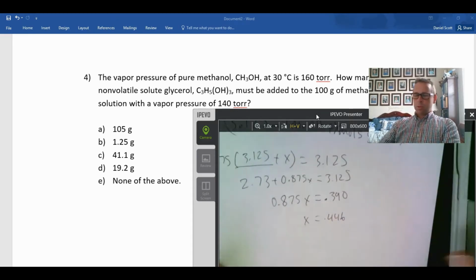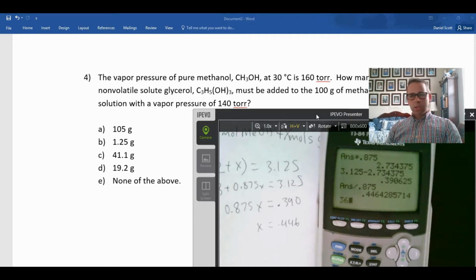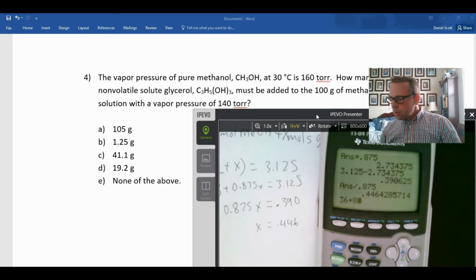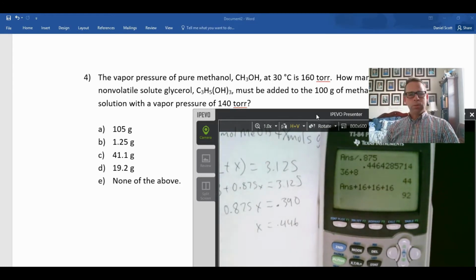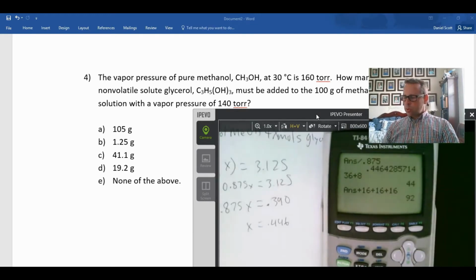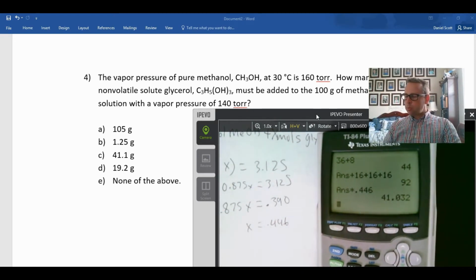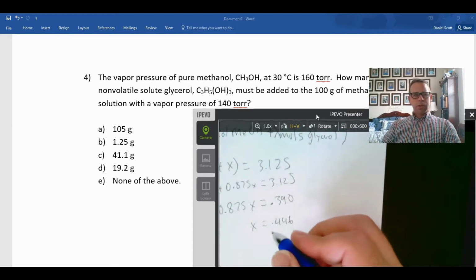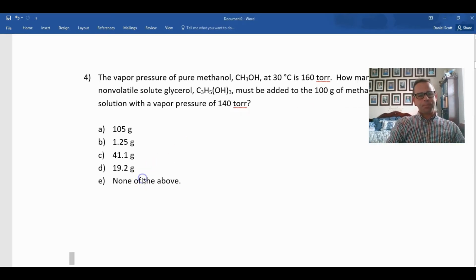And glycerol, let's see, C3H5(OH)3, C3, that's 36 plus a total of 8 hydrogens plus a total of 3 oxygens. So that's 92 grams per mole. So 92 times our 0.446. So 41 point, well, a little low, 41.1 grams. So the answer to number 4 is C. All right.